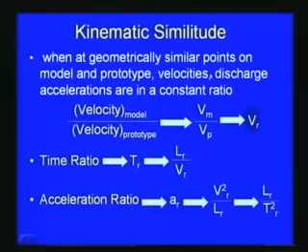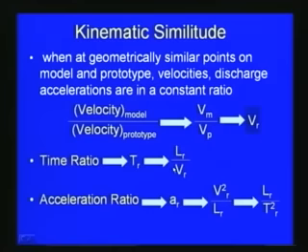Now the kinematic similitude. As we have seen, the time scale is important, and when we consider time scale, the kinematic similitude is considered. At geometrically similar points on model and prototype, various parameters which deal with time, like velocity, discharge and accelerations, are in a constant ratio. The velocity of the model divided by velocity of prototype, Vm by Vp, is the ratio Vr. The time ratio is Lr by Vr, since the dimension of V is meter per second and L is meter, so this comes as time.